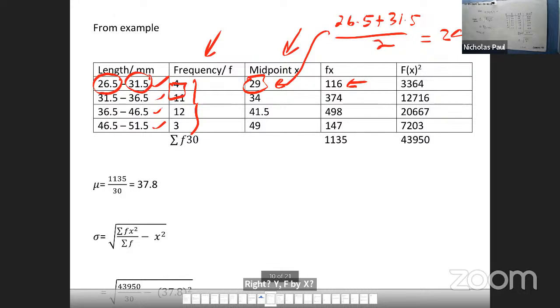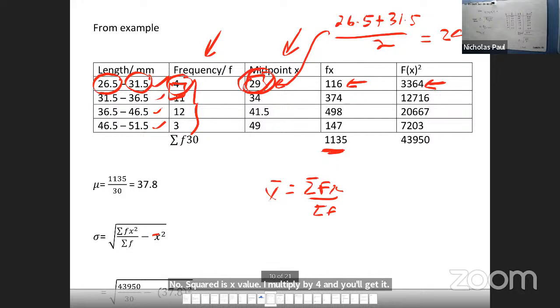Yeah. Well, we're not done. Why did I do that for you? Oh, yeah, I did that for me. Your mean is sum of f of x over sum of x. That's what I did. Now, square this x value and multiply by 4 and you'll get this. Check it and make sure. Square the x value, 29. Multiply by 4 and you should get 3364. And when you add it up, you will get the sum of f of x squared.